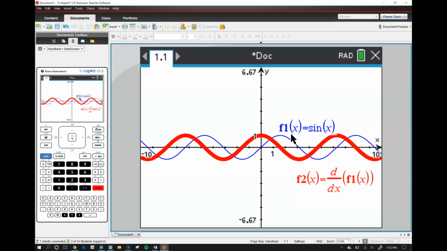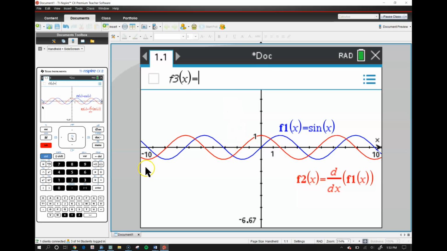Okay, so when I'm looking at the derivative, how does it compare to sine? It shifted over. But wait, if I just had the red on there, what does it look like? It's literally a cosine function. Surprise! Derivative of sine is cosine. Okay. Yeah, I mean, maybe.